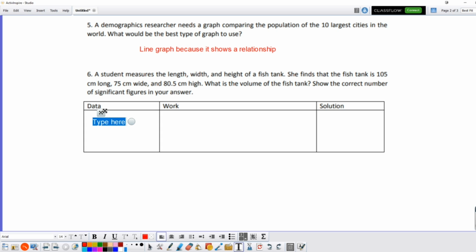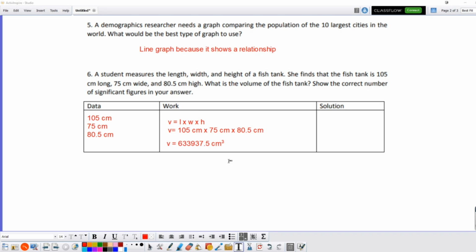Okay? So the calculation part is actually really easy. We've got length times width times height. We've got 105 centimeters, 75 centimeters, and 80.5 centimeters. The volume of a fish tank is easy. It's just length times width times height. So the volume in this case is going to be 105 centimeters times 75 centimeters times 80.5 centimeters. I'm going to do that on my calculator really quick and get an answer for you.